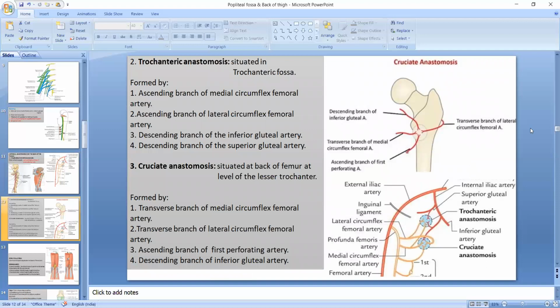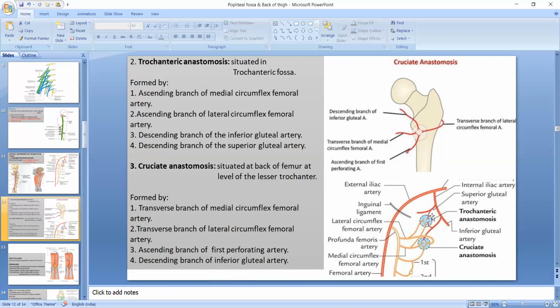Now second is the trochanteric anastomosis. The trochanteric anastomosis is situated in the trochanteric fossa, and it is formed by the ascending branch of the medial circumflex femoral artery. We can see the trochanteric anastomosis in this picture also, and the arteries taking part in it: the ascending branch of the lateral circumflex femoral artery, the descending branch of the inferior gluteal artery, and the descending branch of the superior gluteal artery also.